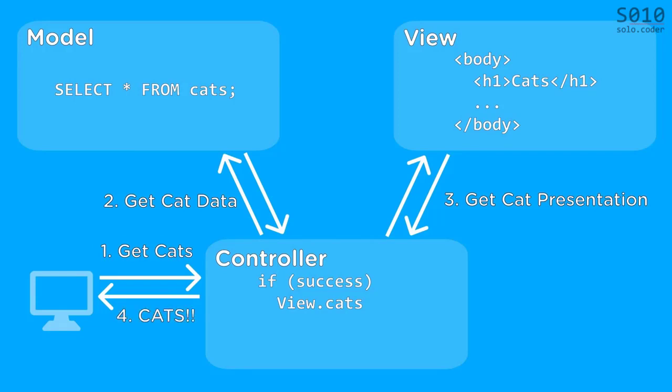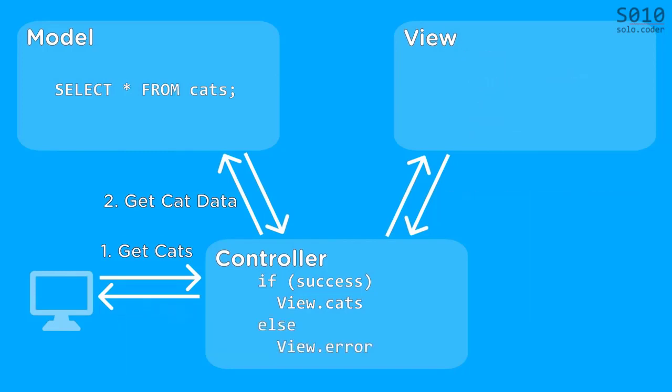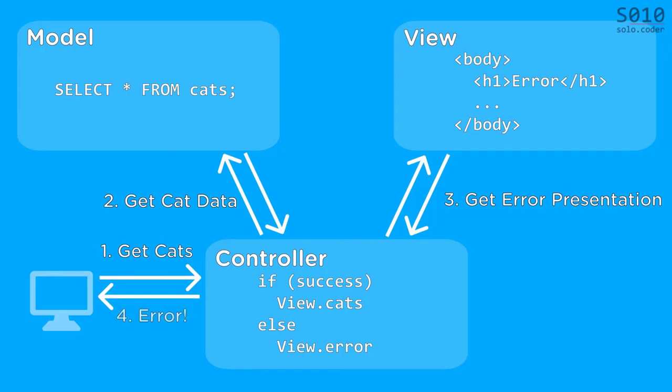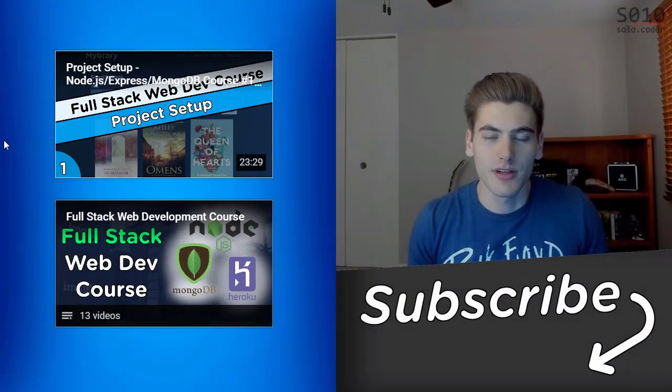If earlier the model returned an error instead of a list of cats, the controller would handle that error by asking the view that handles errors to render a presentation for that error. That error presentation would then be returned to the user instead of the cat list presentation. As we can see from that example, the model handles all the data, the view handles all of the presentation, and the controller just tells the model and view what to do. And that's all there is to the basic architecture of MVC.